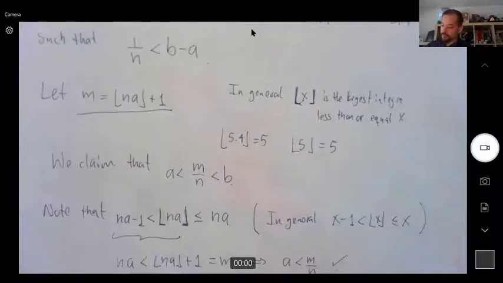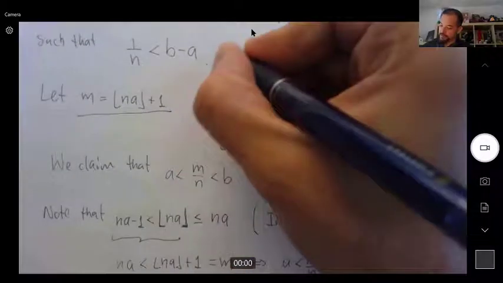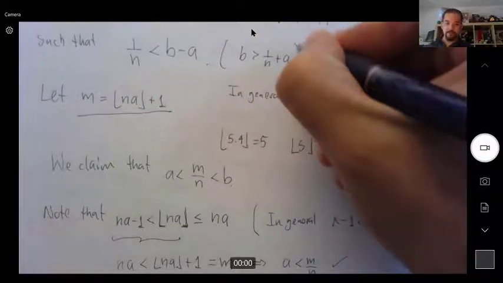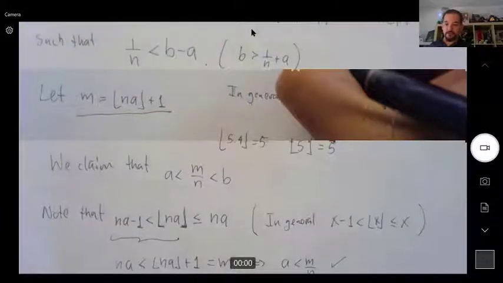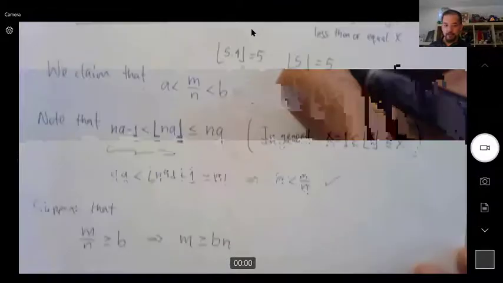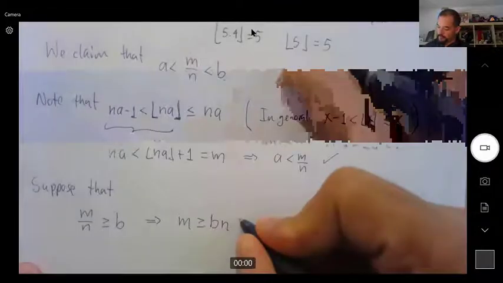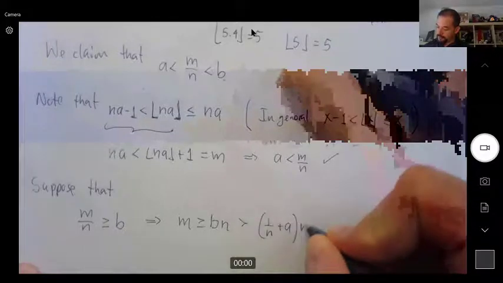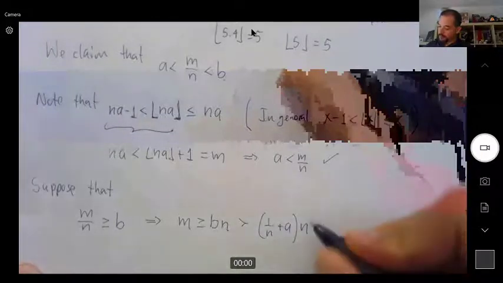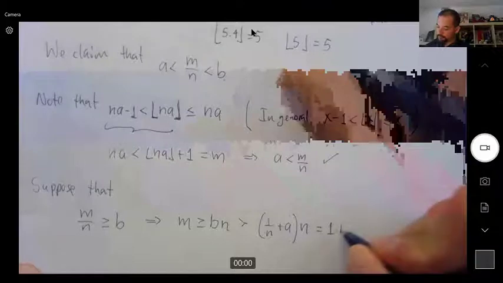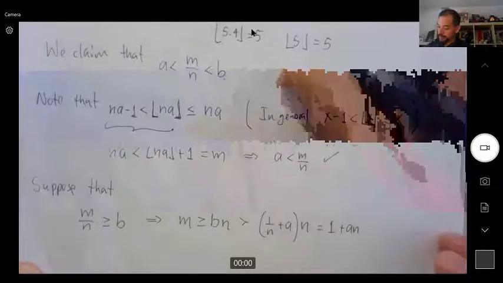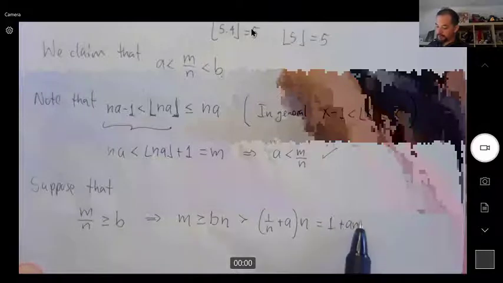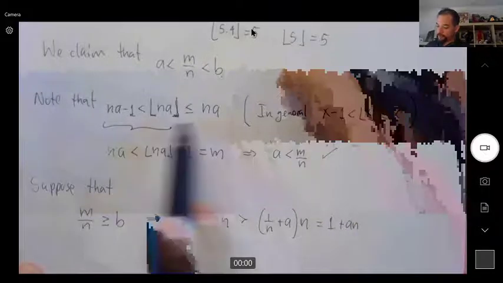So because 1 over n is less than b minus a, this means that b is bigger than 1 over n plus a. It's a different way of writing it, correct? And that's what I'm going to write in here. So this is bigger than 1 over n plus a times n. And if we simplify this, you get 1 plus an. And this is a contradiction to the other inequality, right?